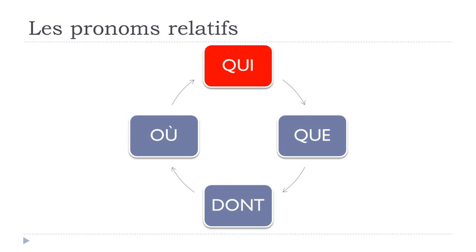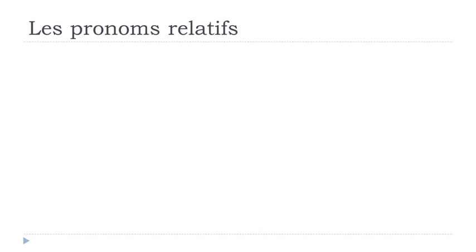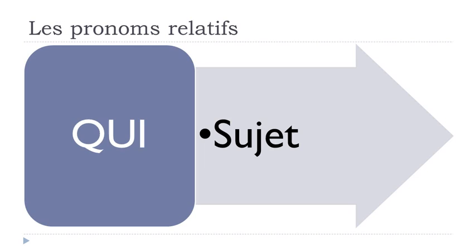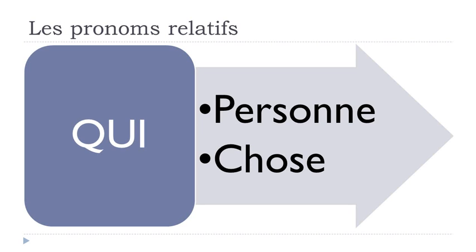Okay, so pronouns, as usual, are these little words that you use to avoid repetition if something was already said, or if you want to, in one sentence, combine two different sentences. Okay, so the first one, qui, normally we use it because it's subject. So it can be whether for a person or a thing, pour une personne ou une chose. Okay, and then the first examples that we'll see will be for une personne.